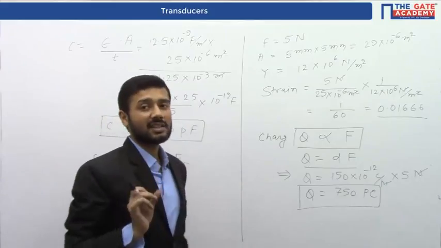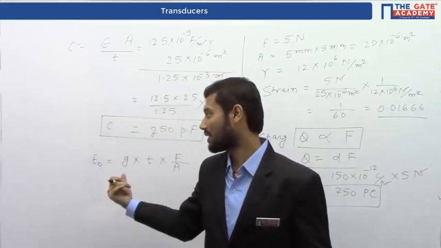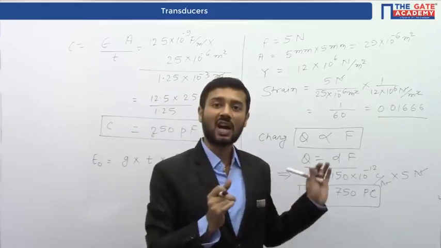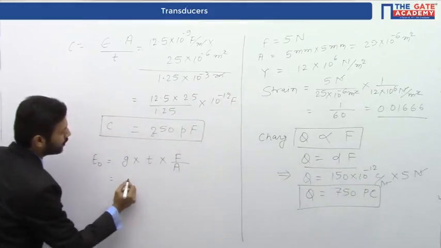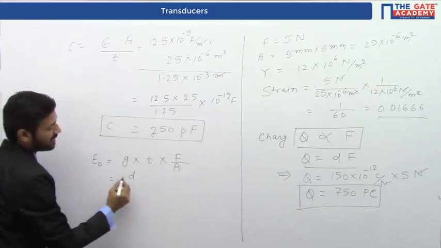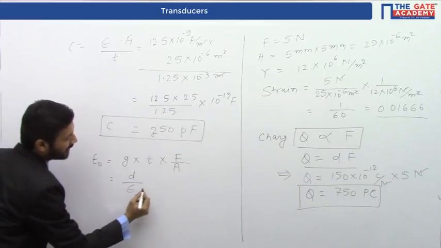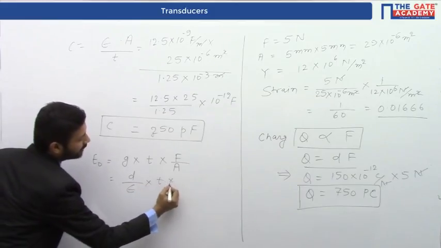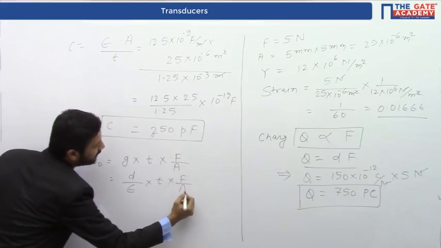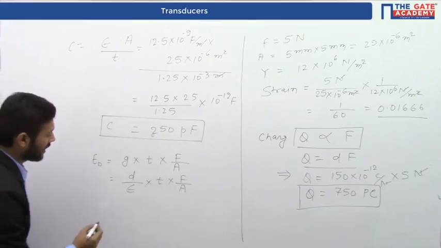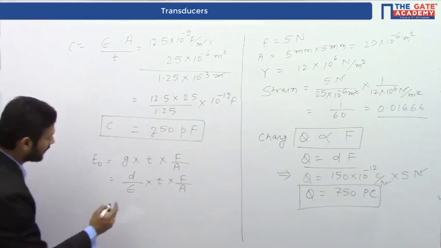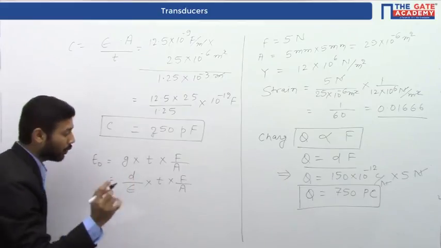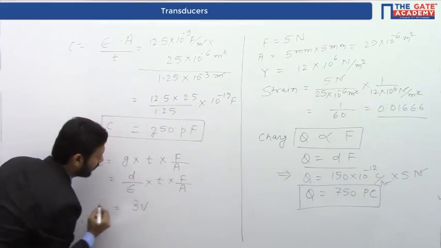Now there is a relation between G, the voltage sensitivity, and the charge sensitivity, and that is G equals the charge sensitivity by epsilon into thickness into force upon area. So if we put all the values, we'll get the value of E naught as 3 volt.